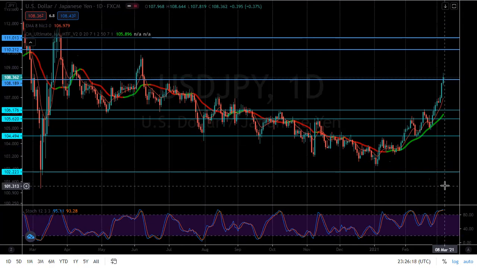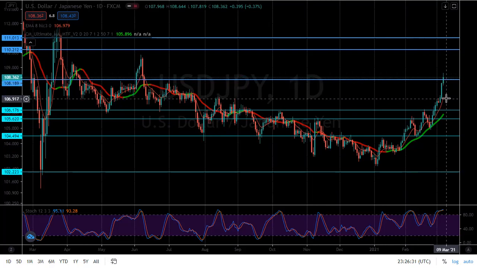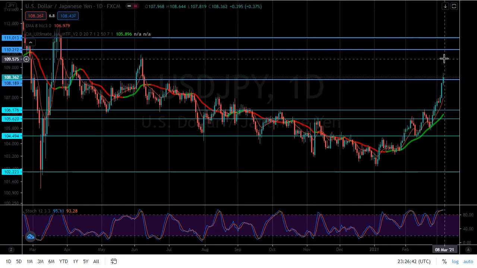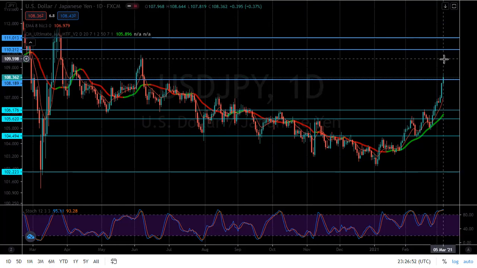So what are we looking forward to seeing price do as we go forward for this week? Already we've broken and closed above this area, the 108.18 area. So we should look forward to more bullishness with this pair. We'll have a retest of this pair and going forward upwards rather to test the 109.50 area here. The next key level there is at the 110.21 area.